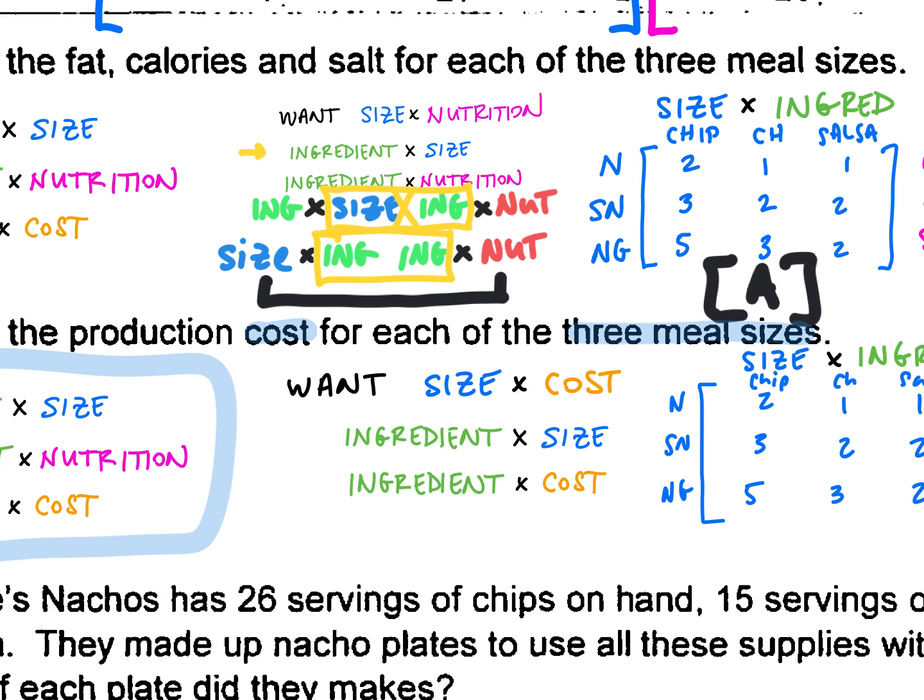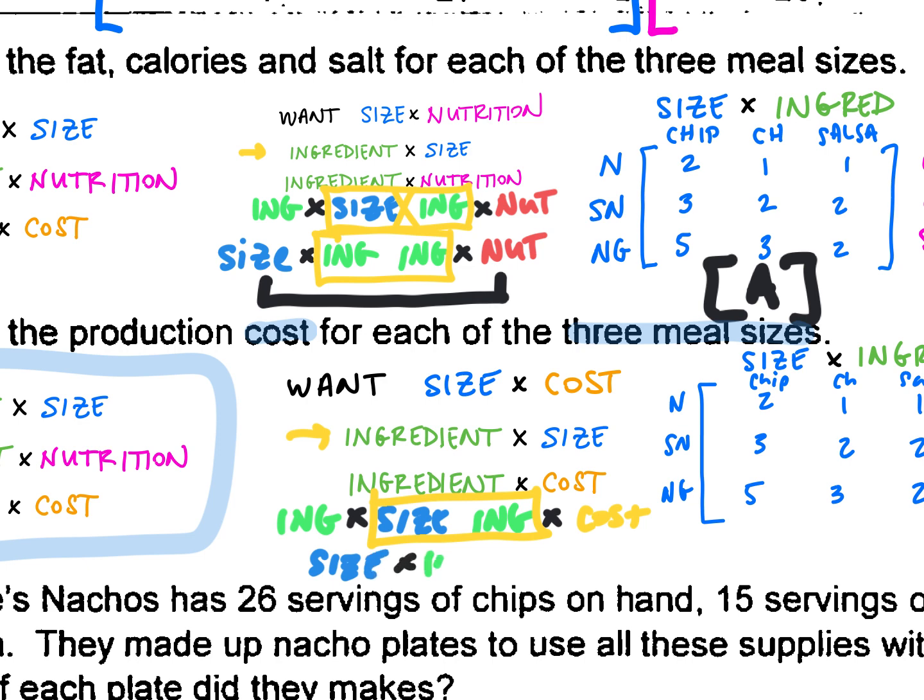But again, if we were to multiply these 2 together as is, ingredients by size and ingredients by cost, it's not going to work, right? These 2 guys don't match. So we again have to manipulate. So I'm going to manipulate this guy right here. Let's rewrite that as size by ingredient again. Then we can multiply the ingredient by the cost.